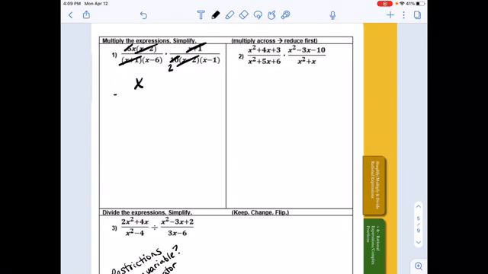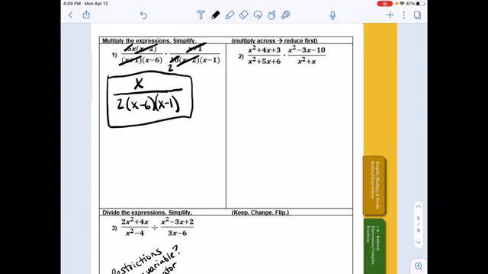So in the numerator, I'm left with x. And in the denominator, I have 2 times x minus 6 times x minus 1. And that is my simplified form.